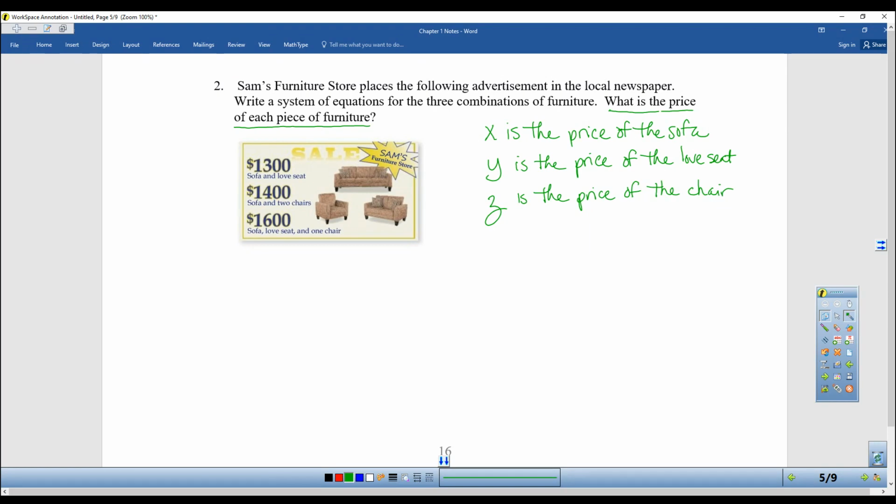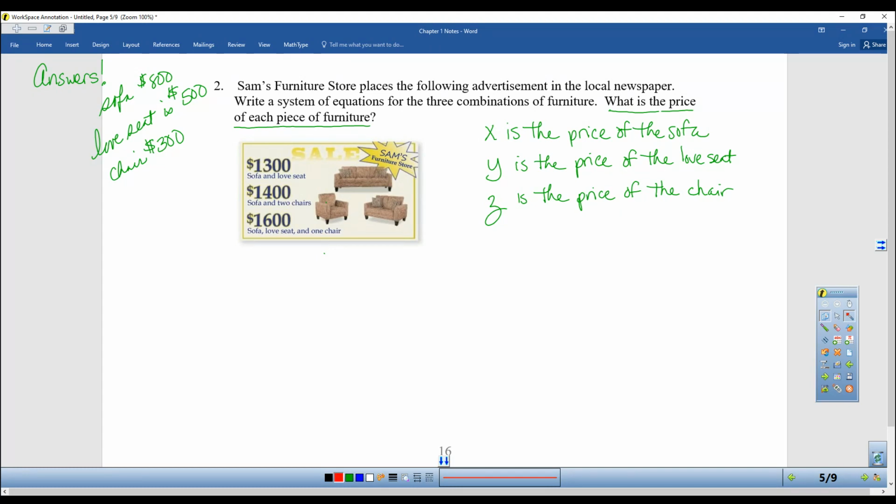And then when you answer at the end, you would say, the sofa is $1,200. The love seat is $800. The chair is whatever. Okay. I am actually going to write the answers over here in case you did do it on your own, which makes me so happy. So the sofa is $800 and the love seat is $500 and the chair is $300. Okay, so if you did this on your own, I'm so proud of you.